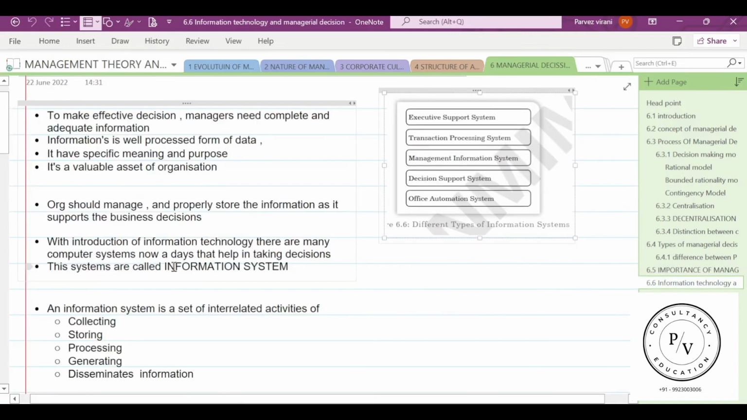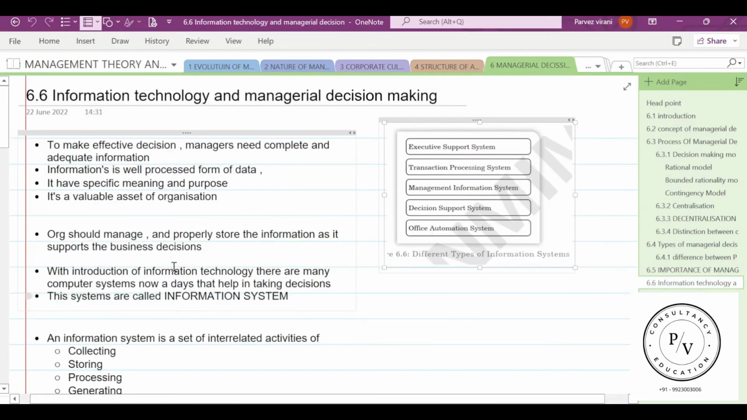Let's go to the sixth part, information technology and managerial decision making. This is going to be covered in detail in a subject called information systems for managers, which is what the notes are being prepared for. Information systems include the executive support system ESS, transaction processing system TPS, management information system MIS, decision support system DSS, and office automation system OAS. These are the systems available to help managers take decisions.